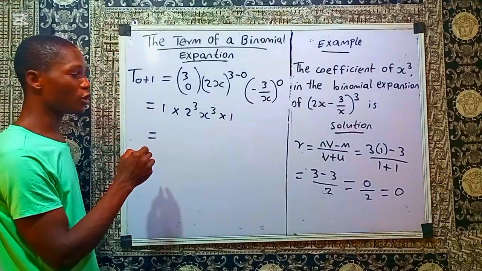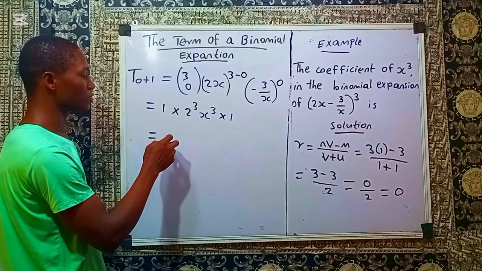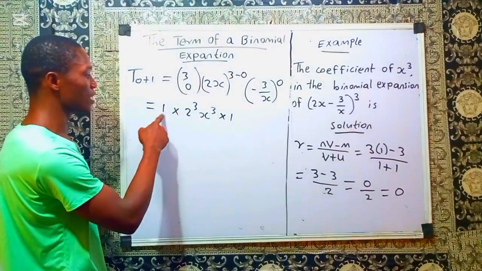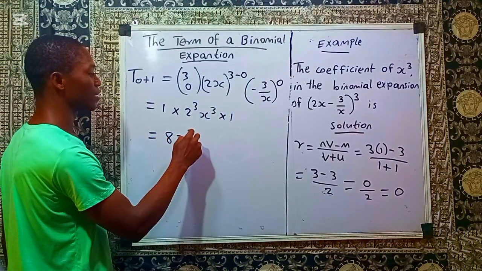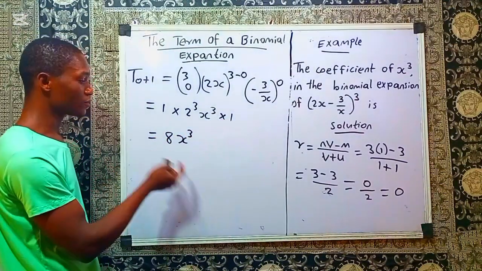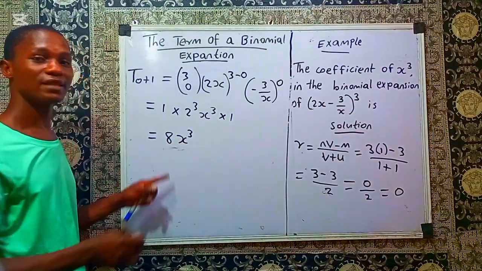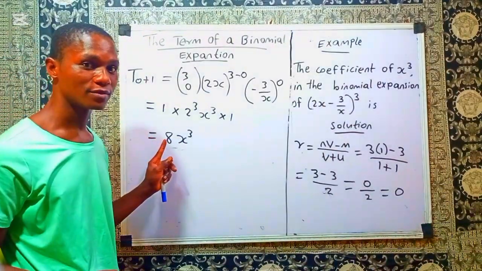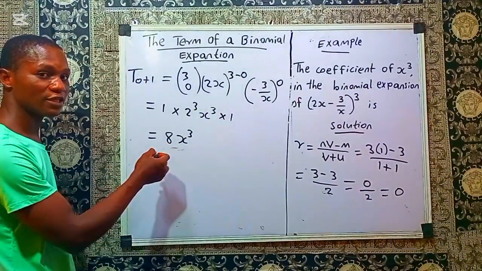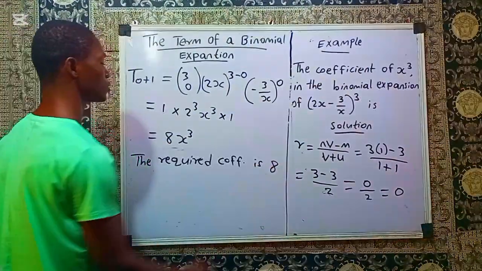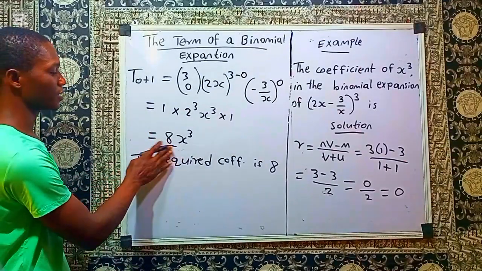At the end, we got 1 times 2 raised to power 3. 2 raised to power 3 is 8. That's 1 times 8 is 8. Then multiply x raised to power 3, multiply 1. We'll still have 8x raised to power 3. So this is the term. We have gotten that term. The term happened to be the first term. What is the coefficient here? The coefficient here is 8. So the required coefficient we got here is 8. That's the coefficient of x cubed.